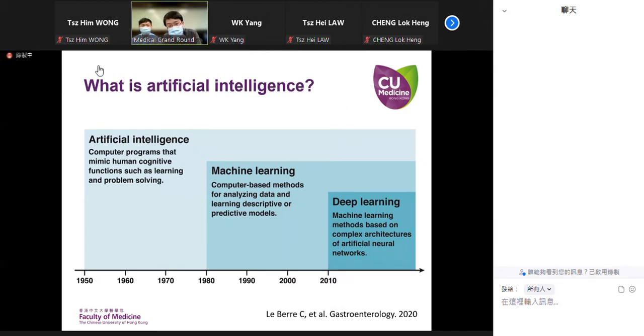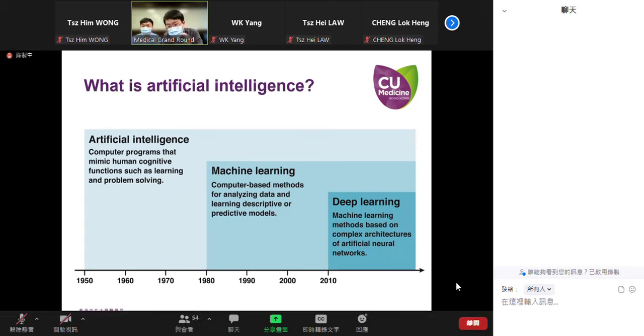And within it, there's more concise areas like what we also hear about, machine learning. Machine learning is basically a computer method to analyze a lot of data, what we call big data, and it can give rise to descriptive or predictive models that can predict the long-term outcome. And an even more concise term would be deep learning. Deep learning is basically a subset of machine learning, and this is very complex and depends on the artificial neural network.